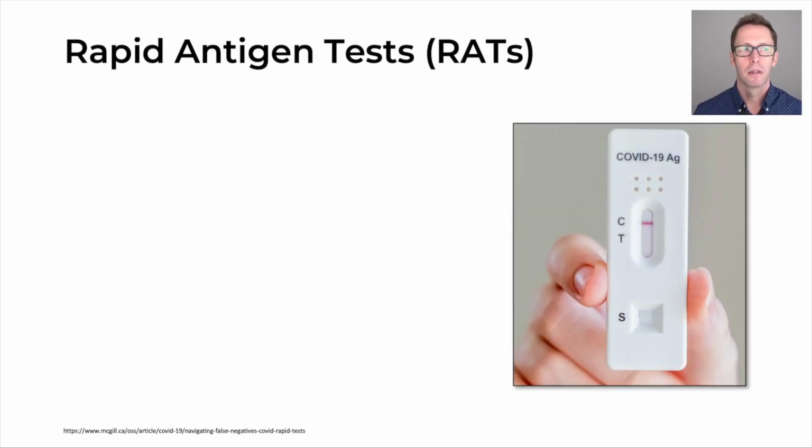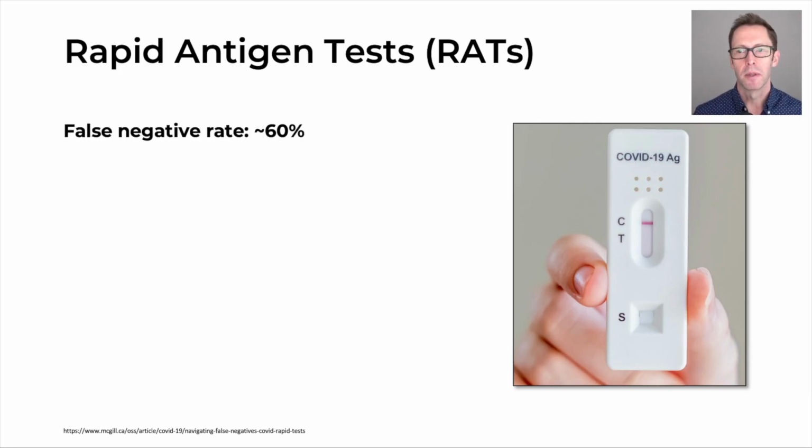A really important part of the layered mitigation strategy is testing and isolation. So we're going to spend a couple of minutes talking about the different types of tests and what they mean and how to use them, and what that means in terms of people isolating if they do get COVID or they have a family member with COVID. Let's look first at rapid antigen tests, or RATs. We're all pretty familiar with these.